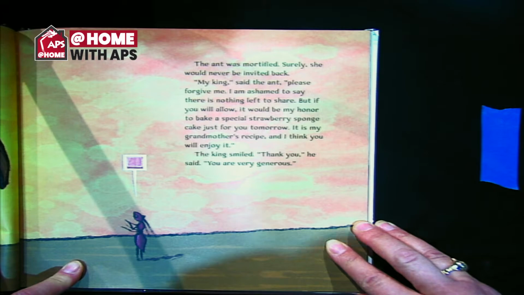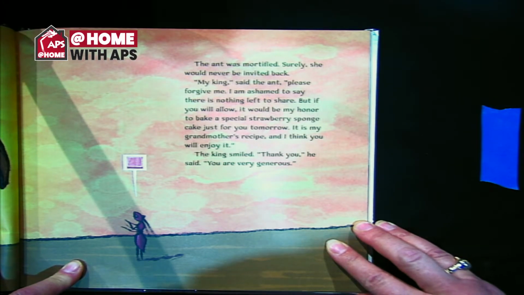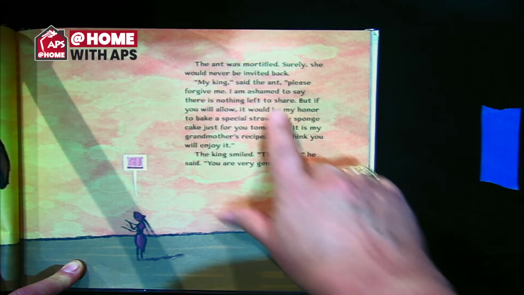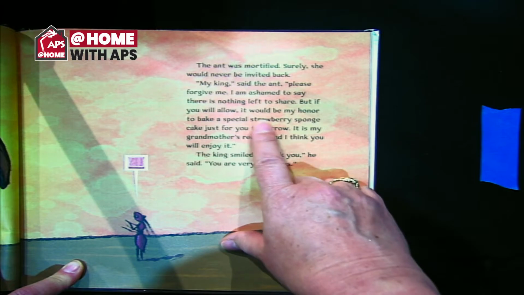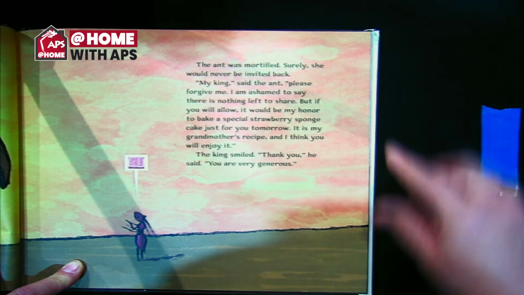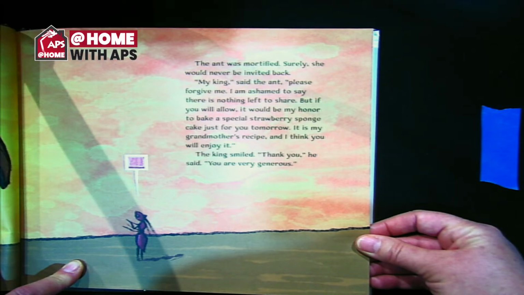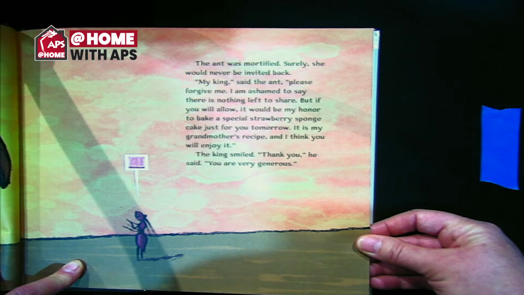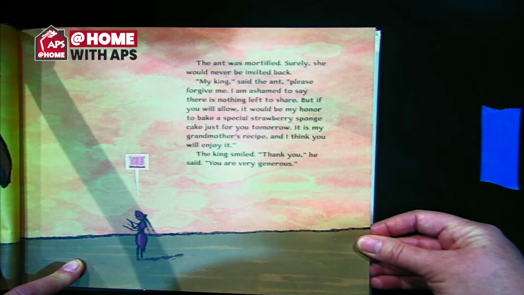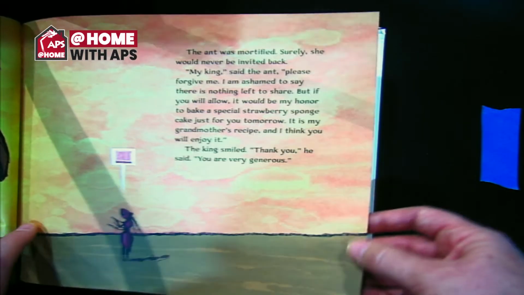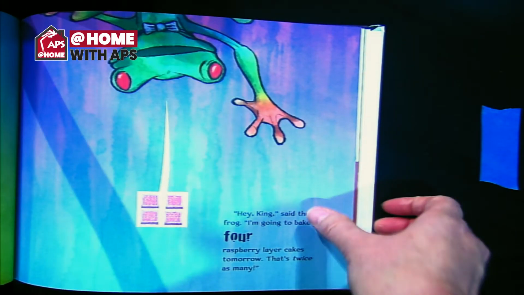My king, said the ant, please forgive me. I'm ashamed to say that there is nothing left to share. But if you will allow me the honor, it would be my honor to bake a special strawberry sponge cake for you tomorrow. It is my grandmother's recipe, and I think you will enjoy it. The king smiled. Thank you, he said. You are very generous. She's going to bake him a whole new cake. Strawberry shortcake, too. Sounds pretty good.